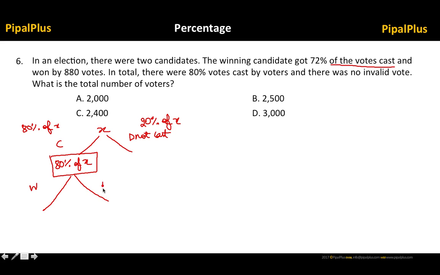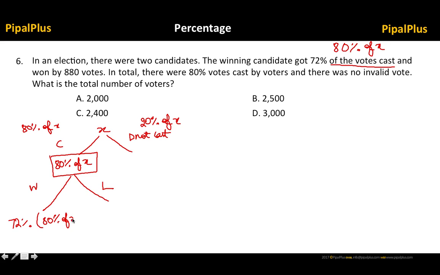Now the winner, please notice that this is not 72% of the total voters, okay? Because if he had got 72% of X, then the loser would have gotten just 8% of X. This guy would have gotten 72% of X and this guy would have gotten 8% of X. But now it says that the winning candidate has got 72% of the votes cast only, and the number of votes cast is 80% of X.